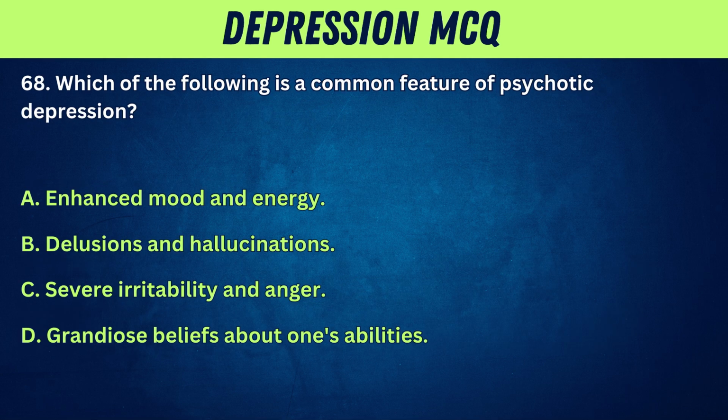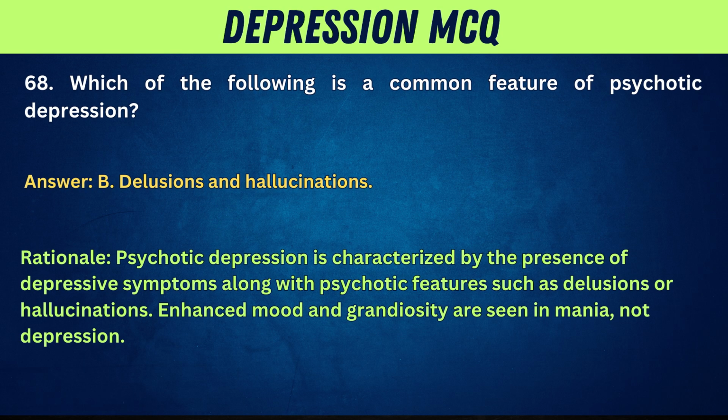68. Which of the following is a common feature of psychotic depression? A. Enhanced mood and energy. B. Delusions and hallucinations. C. Severe irritability and anger. D. Grandiose beliefs about one's abilities. Answer: B. Delusions and hallucinations.